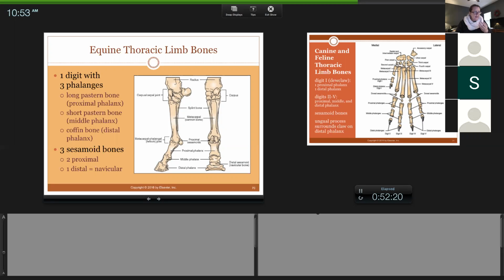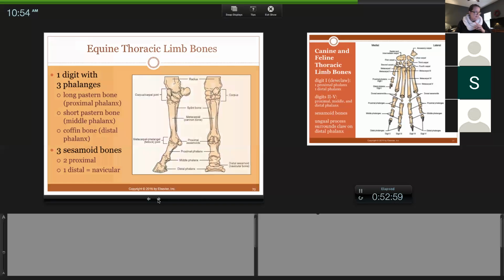But then how do you remember long pastern, short pastern? Shot by a cannon, the pastor gives a long speech before he gives a short speech, then the coffin is put in the ground. That is the order, and I do need you to know those names. If I ask you on a test, the proximal phalanx of a horse is called, metacarpal 3 in a horse is called, distal phalanx in a horse is called. That's how I want you to understand, that in the horse, those have different names.